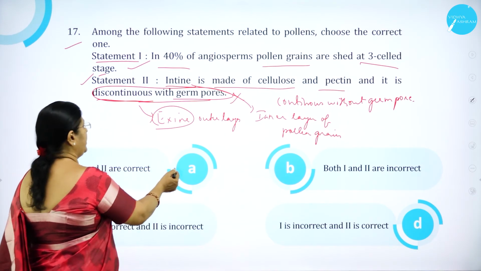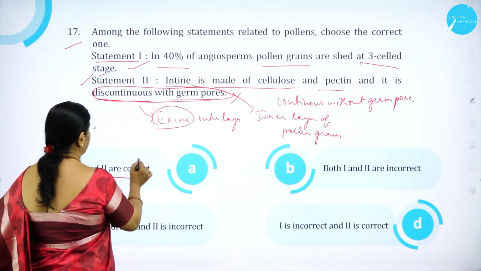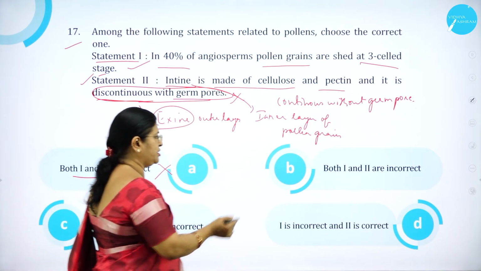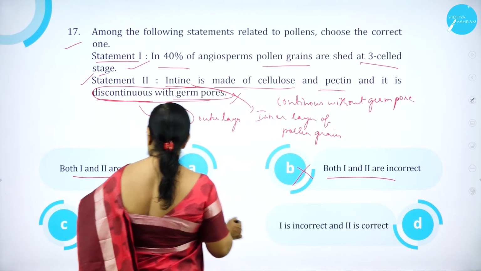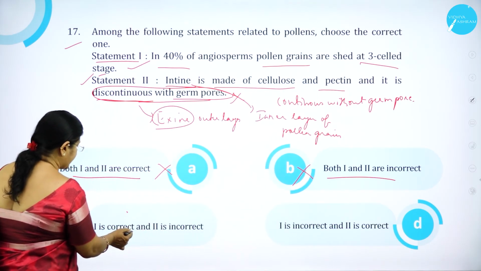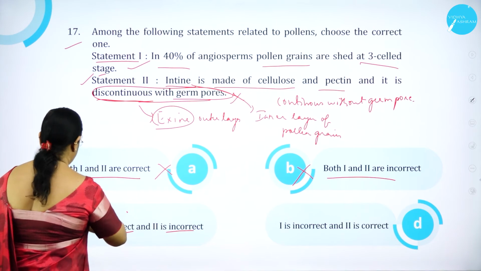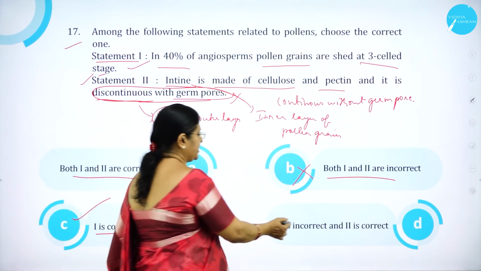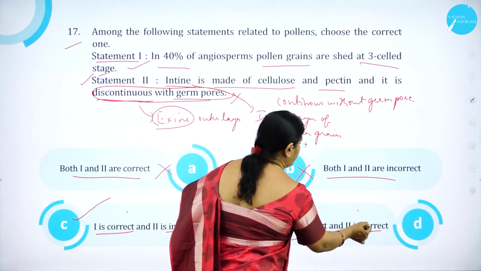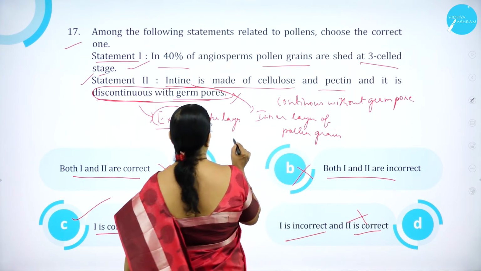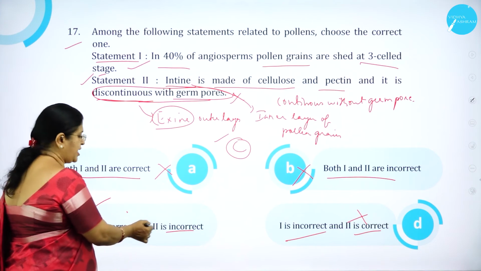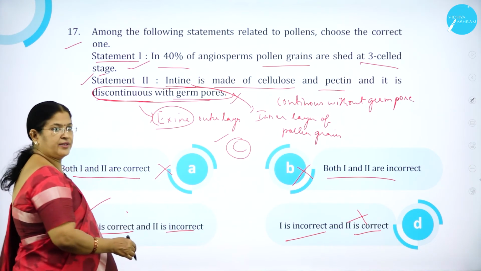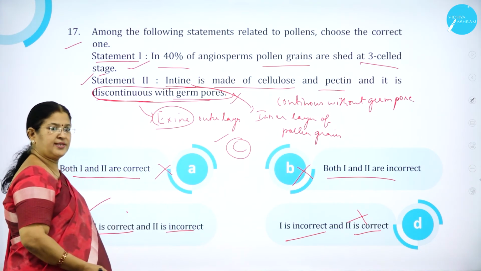So, option A, both 1 and 2 are correct, is wrong. Option B, both 1 and 2 are incorrect, wrong. Option C, 1 is correct, 2 is incorrect, correct. 1 is incorrect and 2 is correct, wrong. So, option C. Statement 1 is correct and 2 is incorrect. So, option C is correct.